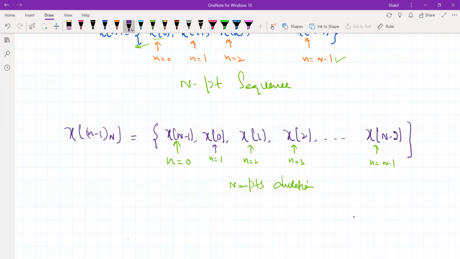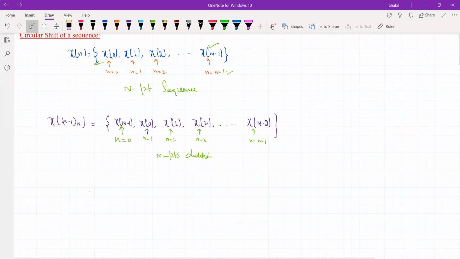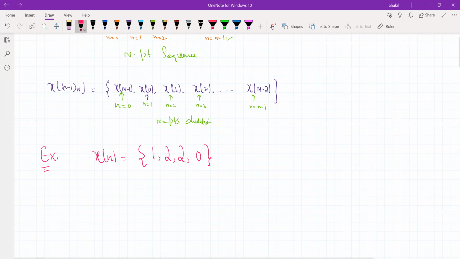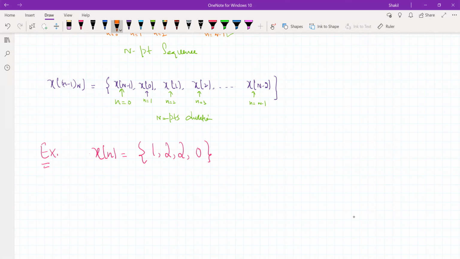All right. So let me take an example to illustrate this concept further. Let's suppose we have a sequence x of n. Let's suppose x of n is 1, 2, 2, and 0. So this is our sequence. Now first let's illustrate the time points. This is n equal to 0 point, this is n equal to 1 point, this is n equal to 2 point, this is n equal to 3. That's n equal to 4 points. So this is a 4-point sequence. You can check this is a 4-point sequence.